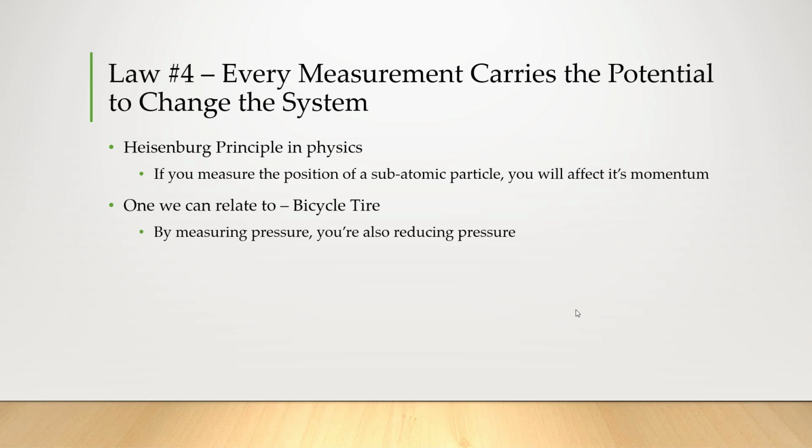The bicycle tire example here is a great one. You want to measure the pressure, but in order to measure the pressure, you have to reduce the pressure as you push a tire gauge onto the tire. It's going to release air. It may be minute, but it is a release of the pressure.